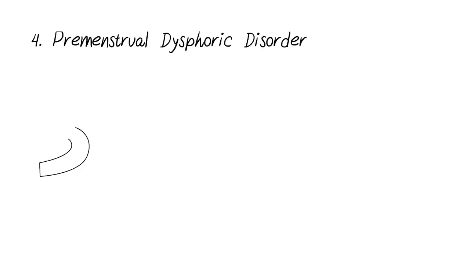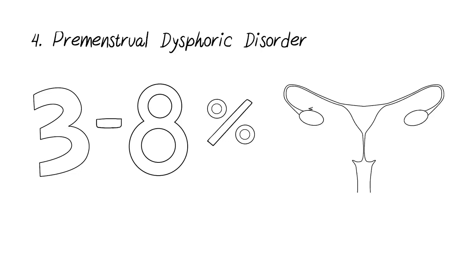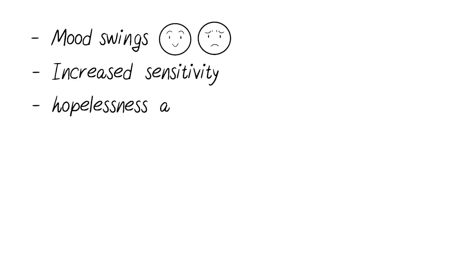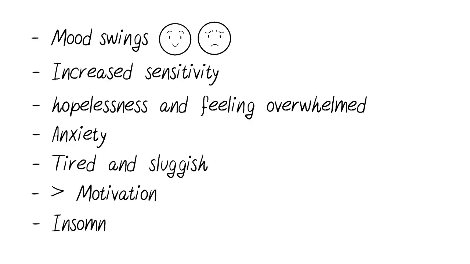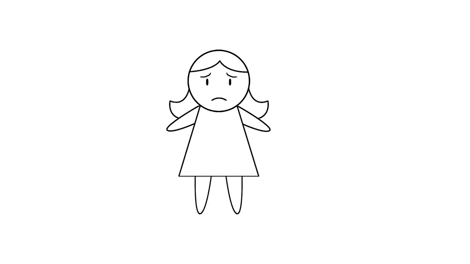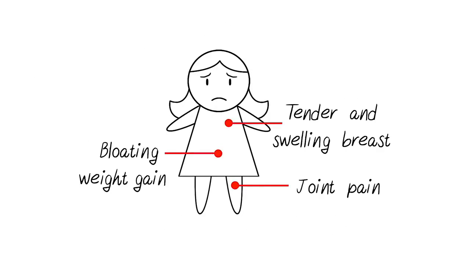Premenstrual dysphoric disorder is disabling approximately 3-8% of women, and no one can really figure out why. The following symptoms occur during the menstrual cycle, and a usual diagnosis would require at least 5 of the following symptoms to be present. Mood swings, increased sensitivity, feelings of hopelessness or being overwhelmed, anxiety, feeling tired and sluggish, a lack of interest in activities, and insomnia or excessive amounts of sleep. The disorder also has physical symptoms, such as joint pain, bloating, weight gain, tender breasts, and swelling. This disorder will affect school, work, and relationships.